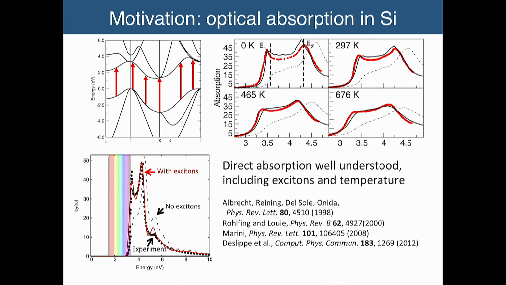And not only that, this work by Marini also shows that you can determine the spectra as a function of temperature. These vibrations can broaden the absorption and tell you how the spectra in the ultraviolet change with temperature as well. So silicon we do understand very well.